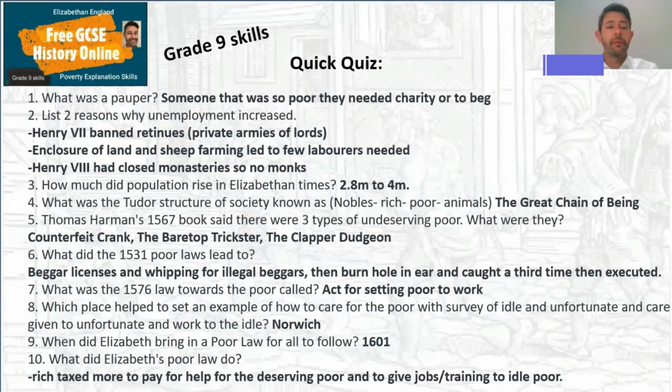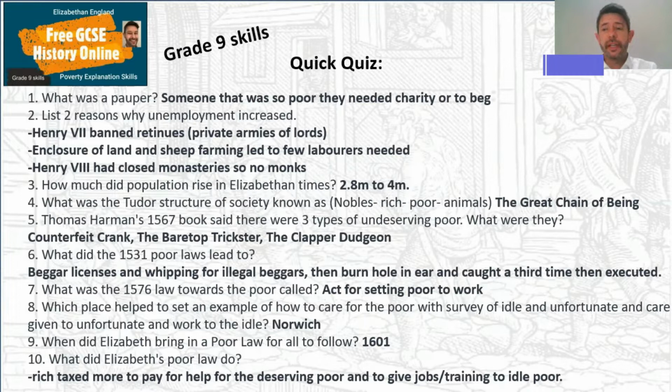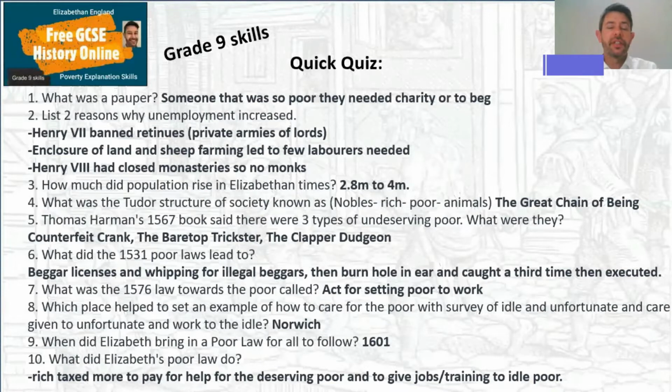So what was a pauper? Well, a pauper was someone that was so poor they needed charity or to beg. And obviously we categorize different types of paupers as well. So question 2, list reasons why unemployment had increased, and there's lots of reasons why. So we go right back to Henry VII. He banned private retinues or private large amounts of staff for lords because they could make private armies. Obviously he was fearful of civil war, so he banned those.